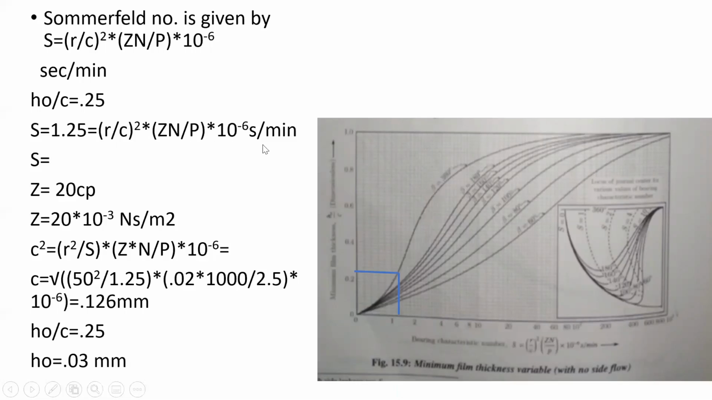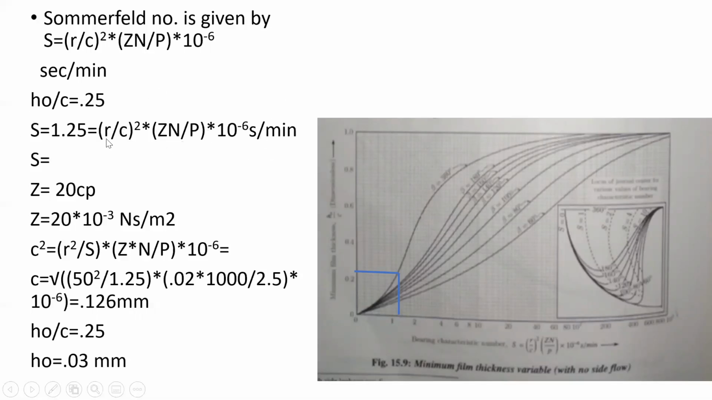Okay, so this value comes out 1.25. So we have equated 1.25 is equal to R by C square multiplied by Zn by P into 10 to the power minus 6. This value comes out from this graph. Now, what is not known in this formula?